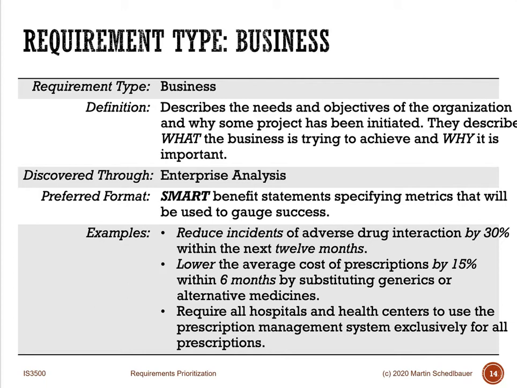So notice what is part of this. It's a goal, reducing incidence of something, drug interactions, by some measurable amount, 30%, within a particular time frame, 12 months. Now, of course, this does not tell you anything about how you might write the system, but that's not the point. The point is that this is the business need.